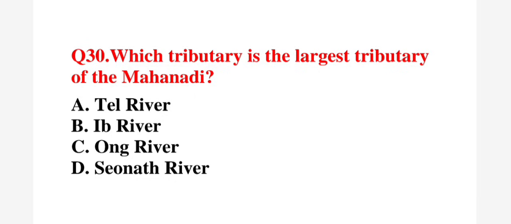Here there is a major confusion between the Tel River and the Sionath River. Earlier I had a video on this. The Tel River is cited as the largest right bank tributary and also a major tributary of Mahanadi. Sionath River is the largest tributary of Mahanadi River, both by length and catchment area. So the answer according to me should be the Sionath River.